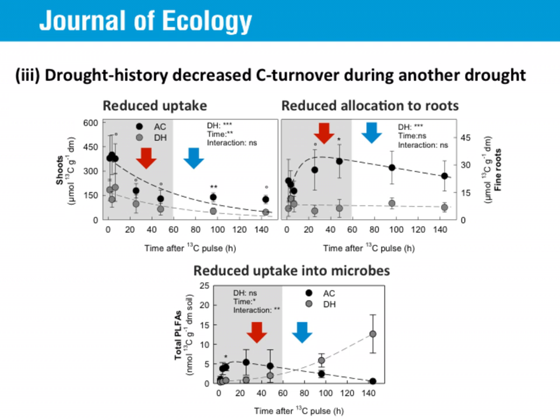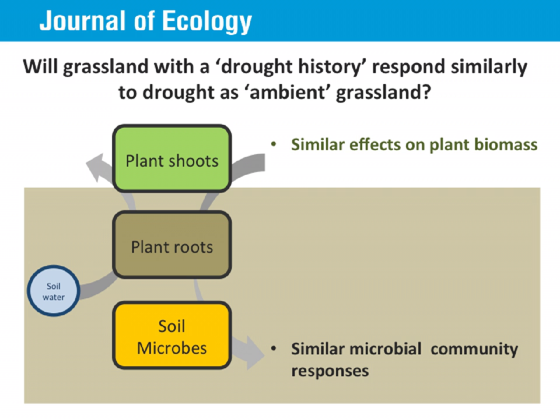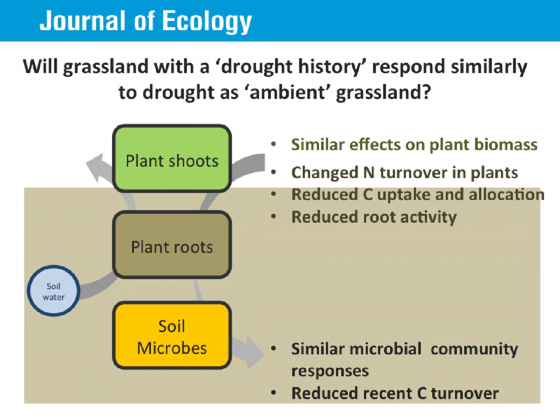Here, the precipitation likely stimulated the uptake of accumulated plant carbon for the production of new PLFA stronger than in the ambient controls. Summing up and coming back to our initial question, will grassland with drought history respond similarly to drought as ambient grassland? We found that plant biomass and microbial community composition responded very similarly to drought independent of drought history. Plant nitrogen contents as well as carbon uptake, allocation and root activities seem to be more sensitive to drought history. Moreover, microbial turnover of recent plant carbon during droughts was changed by drought history.